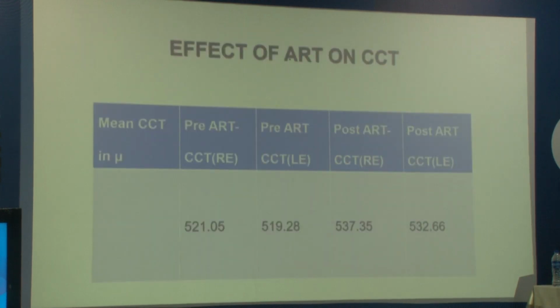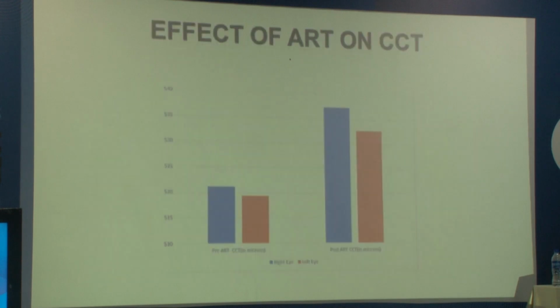This table shows the values of CCT before ART and after ART. Before ART, it was 521 and 519 in the right and left eye, and after ART, it was 537 and 432, showing an incremental pattern. This is the graphical representation of the effect of ART on CCT, showing an incremental pattern.